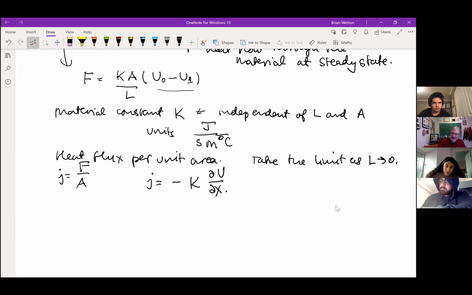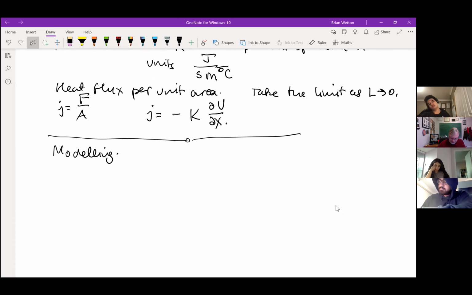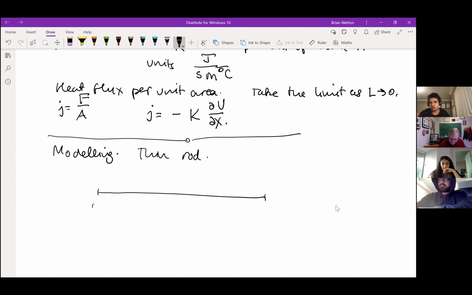Okay, so I've got a heat flux depending on temperature differences. I've got how that heat flux changes the temperature of a substance. So now let's do the modeling part. So now I'm going to go back to my thin rod. And here I go, I'm going from 0 to L in X.